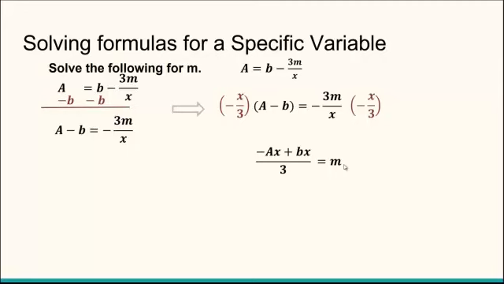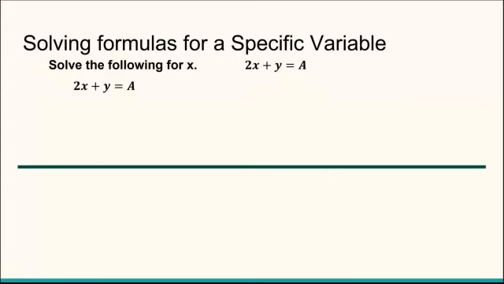Now, you could say that you were finished here, and you would be totally fine. But I kind of like to rewrite it as m equals, and specifically, I like to write bx minus ax just because it makes me feel better. I don't have both a plus and a minus sign sitting there, all over 3. But either one of those two answers would be correct. So let's look at another example.